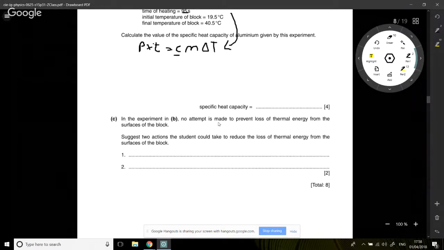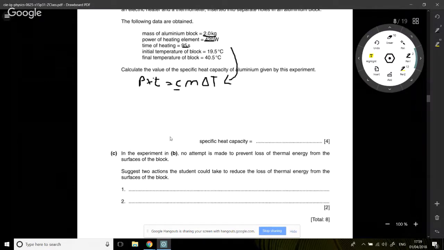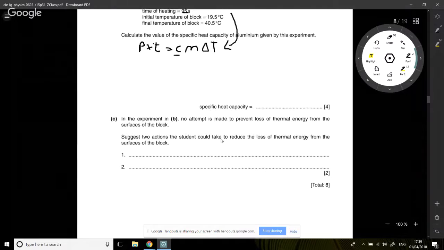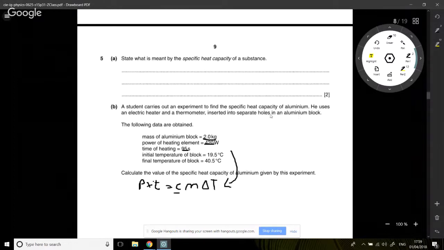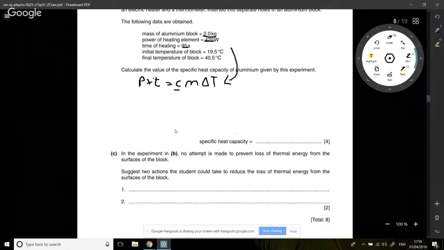All right, in the experiment, no attempt is made to prevent loss of thermal energy from the surface of the block. Suggest 2 actions that the student can take to reduce the loss of thermal energy from the surface of the block. Well, I think earlier on it doesn't mention anything to do with insulation, so there's no insulation, so you could insulate it.